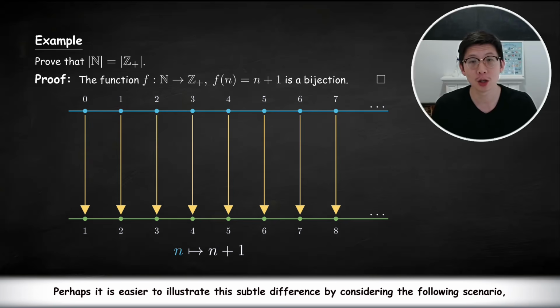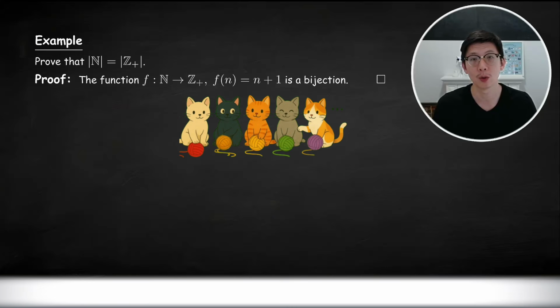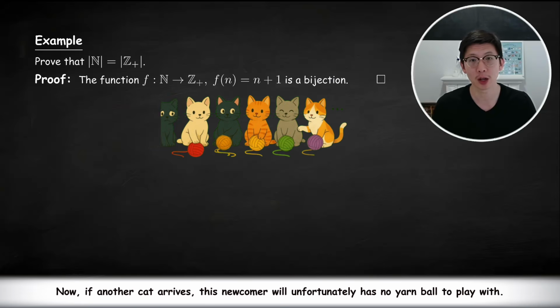Perhaps it is easier to illustrate this subtle difference by considering the following scenario, where we have 5 cats, each with its own yarn ball. Now, if another cat arrives, this newcomer will unfortunately have no yarn ball to play with.